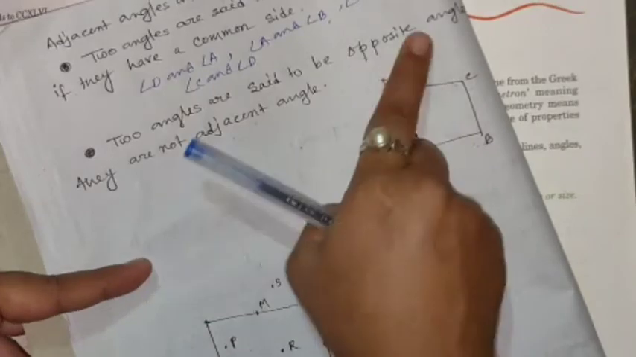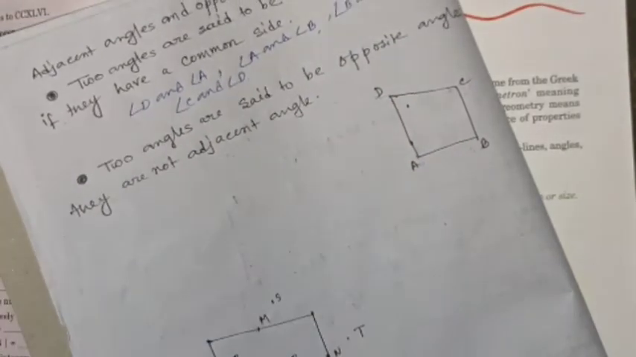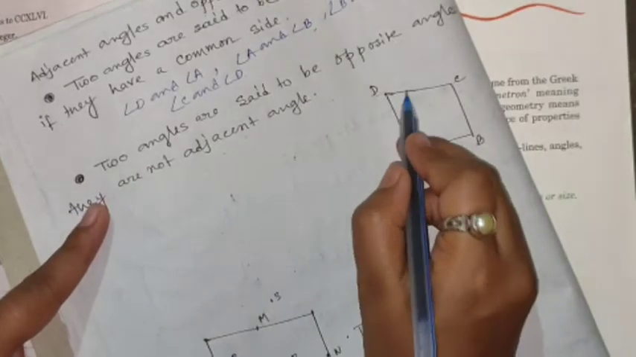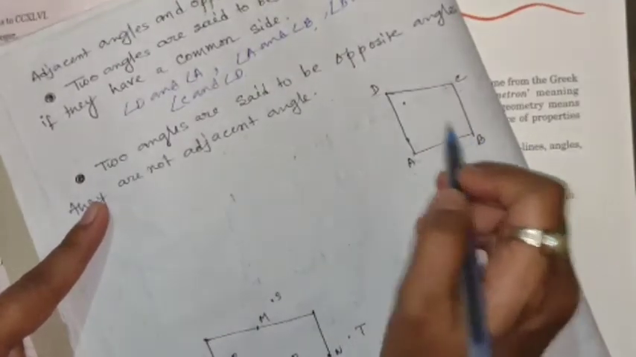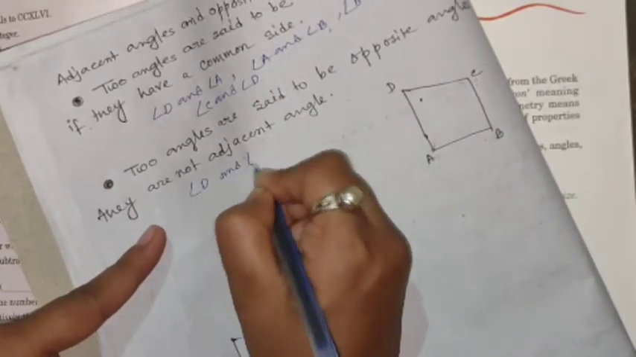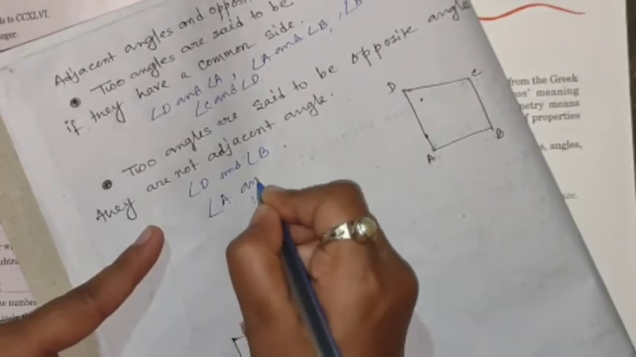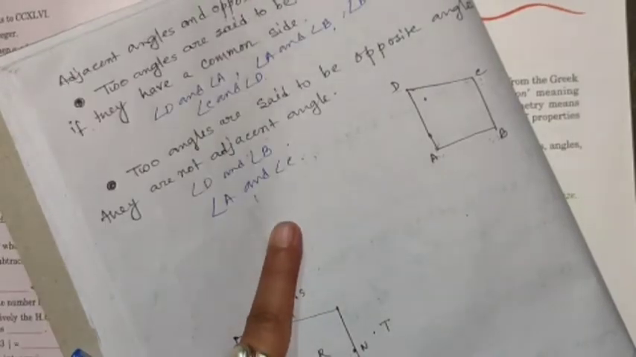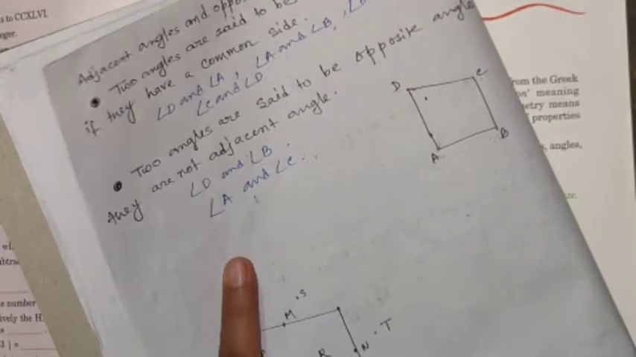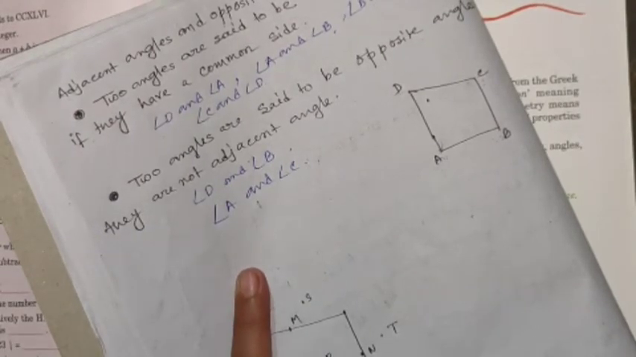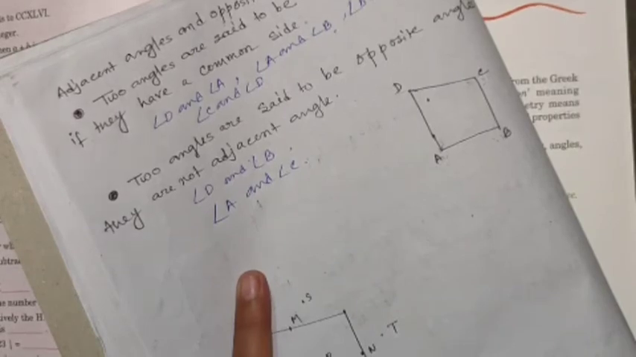Two angles are said to be opposite angles if they are not adjacent angles. That means if two angles do not have a common side, then the two angles are called opposite angles. The opposite angle of D is angle B. The opposite angle of A is angle C. So angle D and angle B are opposite angles, and angle A and angle C are opposite angles. So there are two pairs of opposite angles and two pairs of opposite sides in a quadrilateral. There are four pairs of adjacent angles and four pairs of adjacent sides in a quadrilateral.